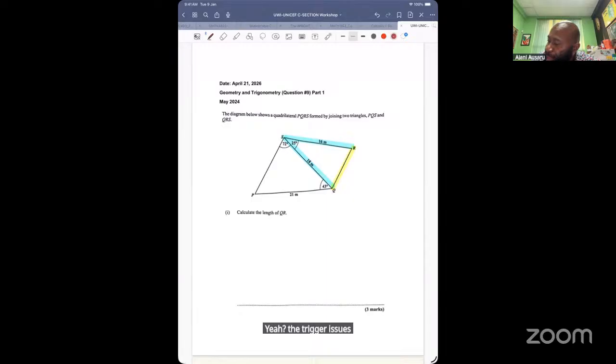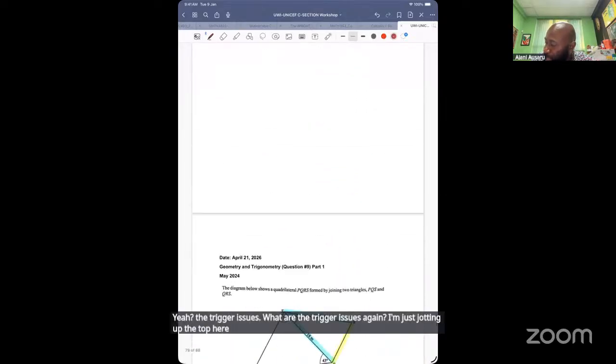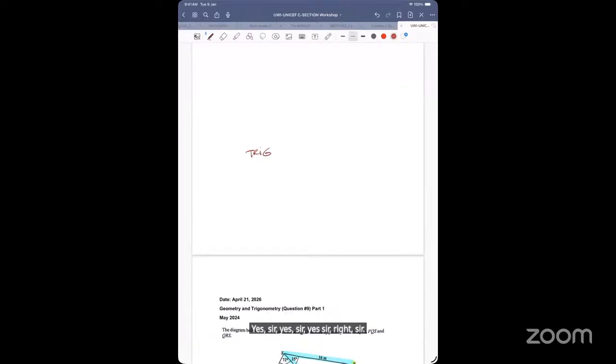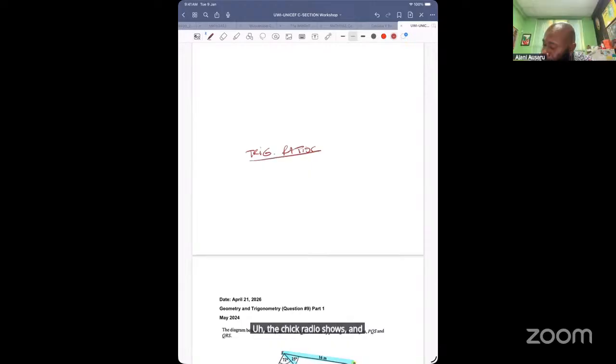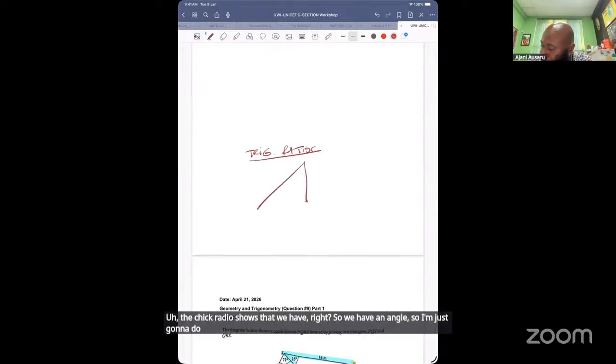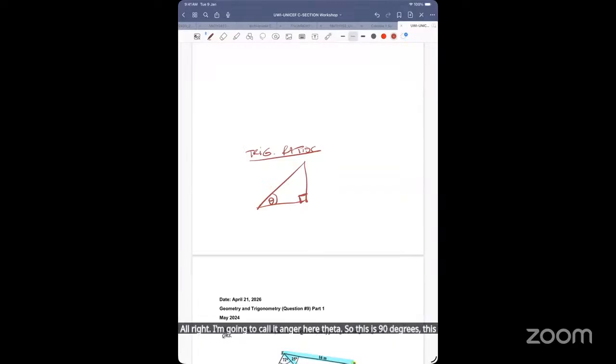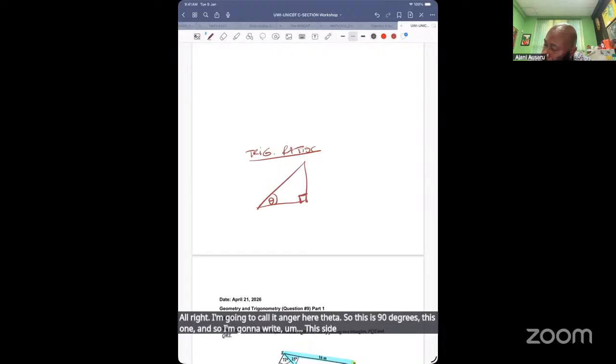What are the trig ratios again? I'm just jotting up the top here. What are the trig ratios again? Sine, cos, tangent. So we have an angle. So I'm just gonna do a little quick thing here. Just draw a right angle triangle, for example, and I'm gonna call this angle here theta. So this is 90 degrees, this one, and so I'm gonna write this side here. All right, what is this side here called? It's called the hypotenuse, right?